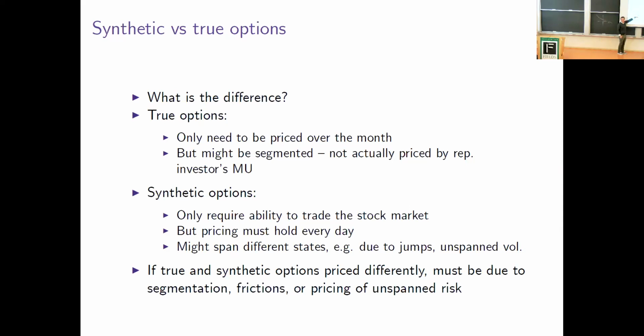And then also, this is as close as I get to this point, that you might span somewhat different states with the synthetic options versus the true options, that you might be missing jumps, you might be missing unspanned volatility. And I think there are things that we do to try to handle that. That's a major question here. But what we can say is that if the true and synthetic options are priced differently, it's got to be due to segmentation, due to frictions, or due to pricing of unspanned risk. Those are your three broad categories of things.